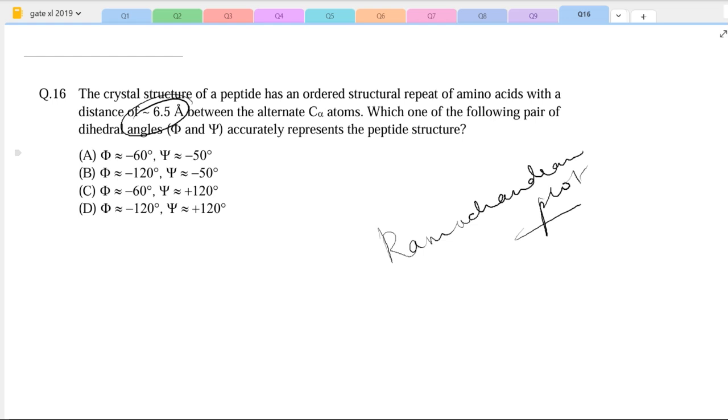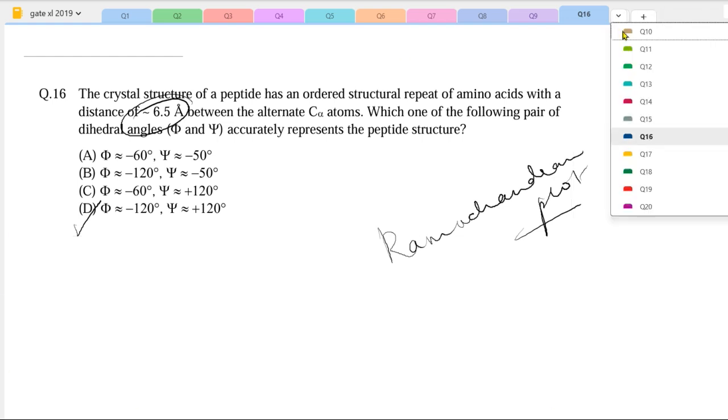If you can remember the Ramachandran plot, the beta sheet is in the upper left quadrant, and that makes you choose the answer as phi roughly minus 120 degrees and psi roughly plus 120 degrees. So the correct answer here is option B. Moving on to the next question.